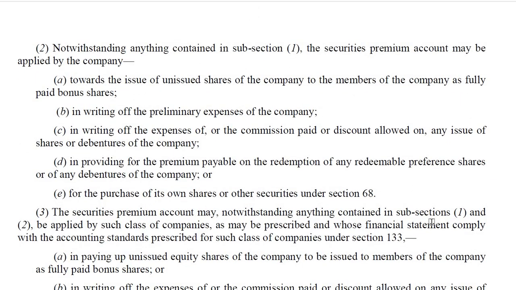Notwithstanding anything contained in the subsection, the securities premium account may be applied by the company towards the issue of unissued shares of the company to the members of the company as fully paid bonus shares. In writing off the preliminary expenses of the company, in writing off the expenses, the commission paid, discount allowed on any issue of shares or debentures of the company.